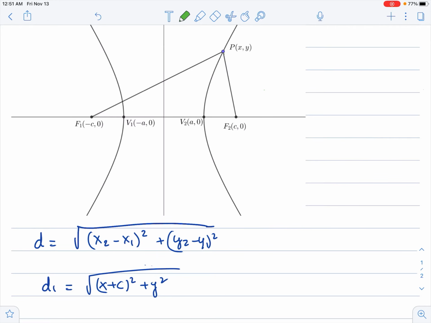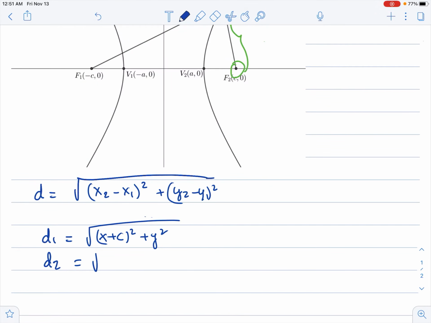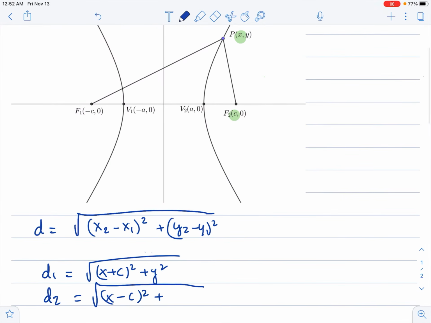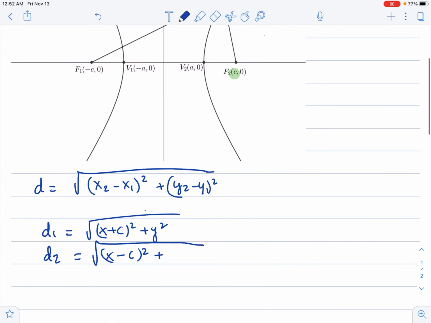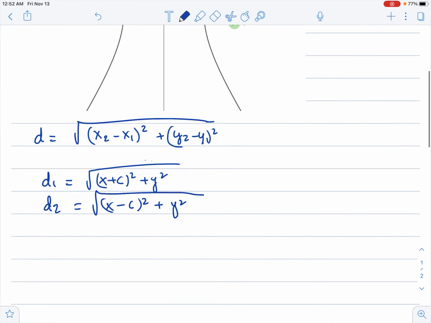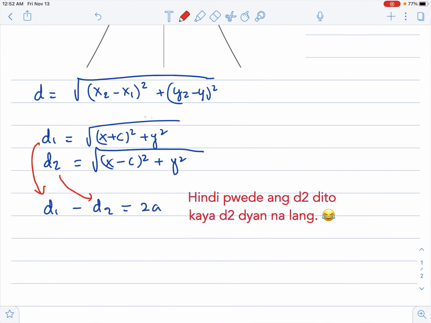So pwede na siguro natin yan ilagay dito, yung simplified form. Now for d2, we have this point and this point. And then we have d2 equals square root of x minus c squared plus y minus 0 squared, di ba? So y squared din siya. And we know that from here, d1 minus d2 is equal to 2a. Pwede na natin i-substitute yung d1 dito, tsaka yung d2 dyan.